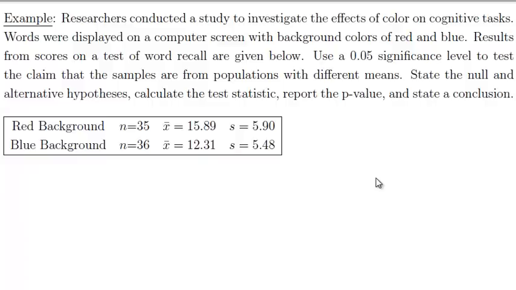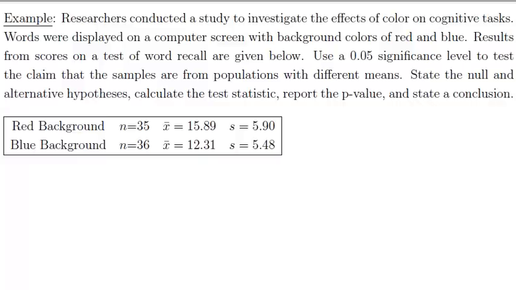And so the first example is from the book, and they're just comparing having a red background and a blue background and recording test results. So seeing if they're different results if the background is red or blue. And we're going to use a 0.05 significance level. And so I want to calculate a test statistic and p-value, so we're going to rely on the computer to do that.